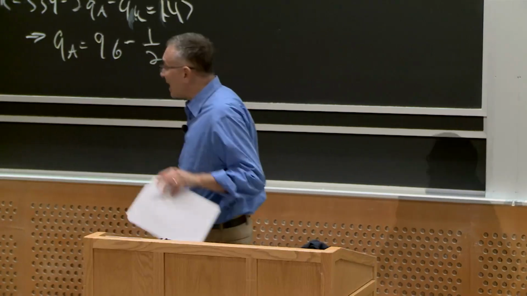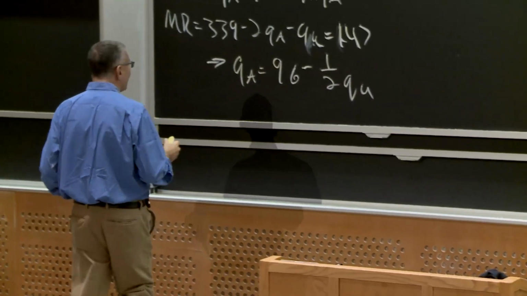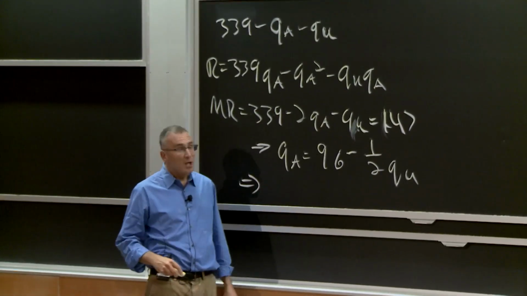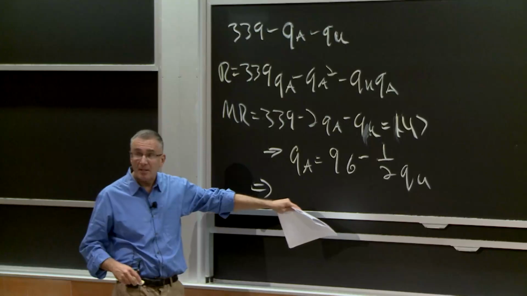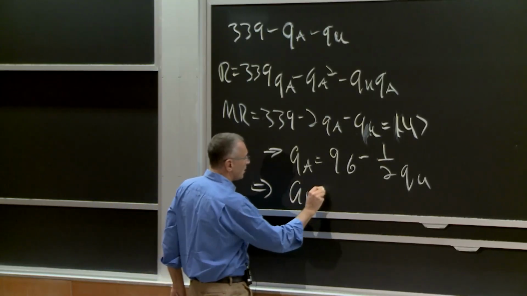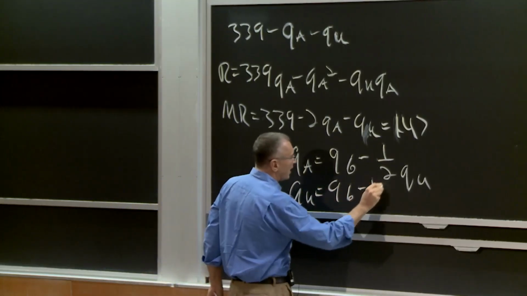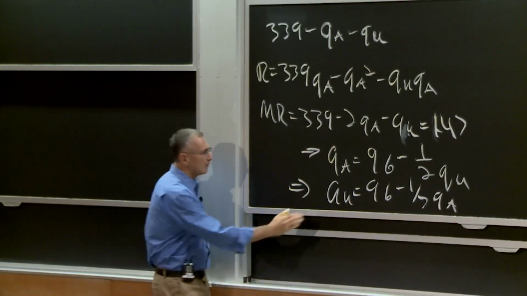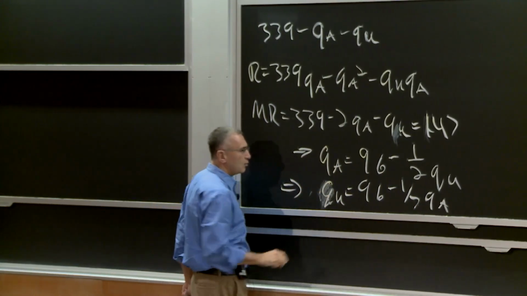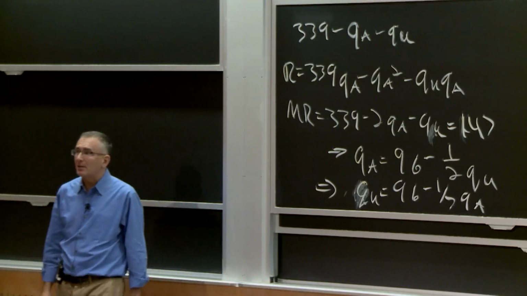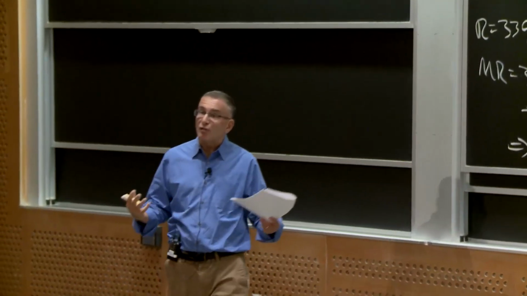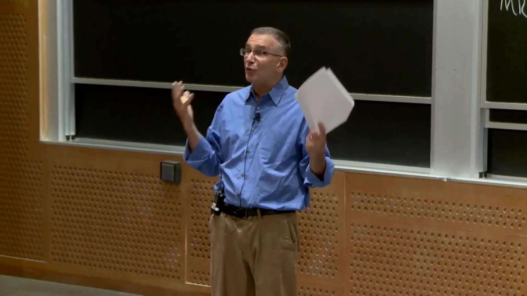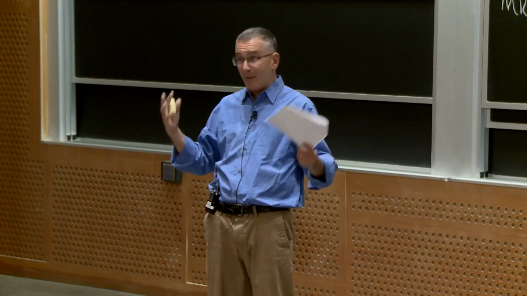Well, it turns out the problem's symmetric, so United has the same best response function. I can do the same math for United, and I get that QU equals 96 minus 1/2 QA, because it's symmetric. So guess what? I have two equations and two unknowns. I have two best response functions intersecting, or maybe not.